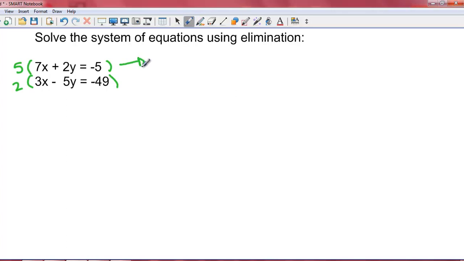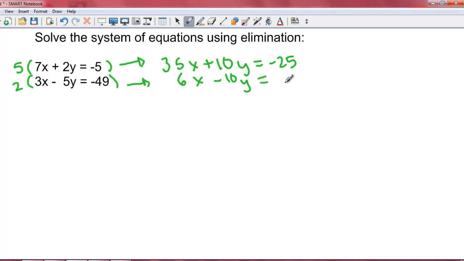So when we go through and do that, we want to make sure that we distribute that 5 to each piece inside the equation. So we end up with 35x plus 10y equals negative 25. So the 5 goes to all three pieces. And then in the second row, we have 6x minus 10y equals negative 98.